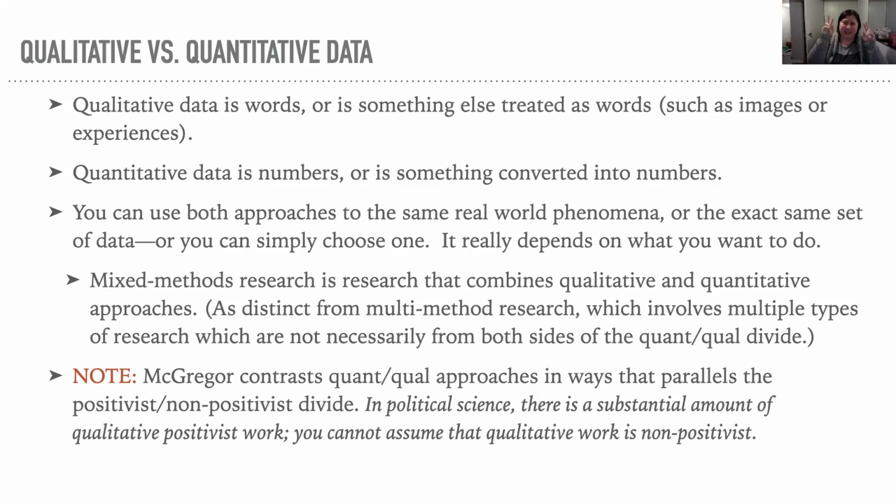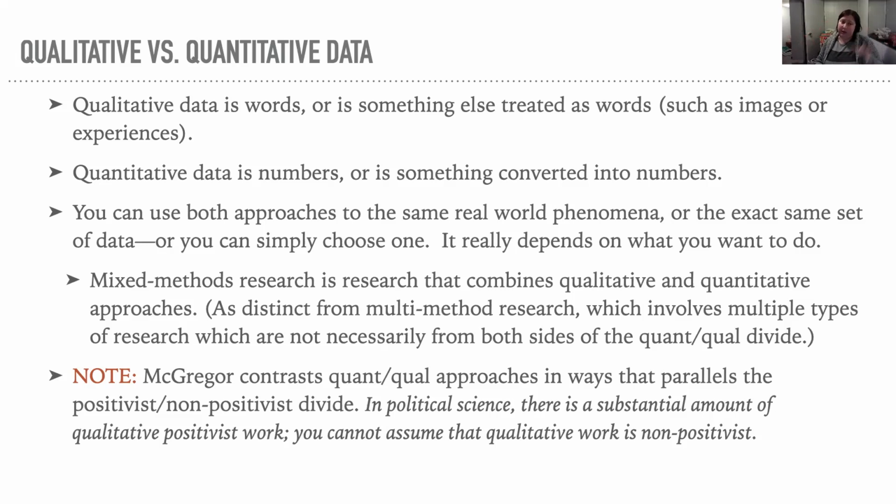Some things are naturally numbers, right? GDP, age, income, number of people who voted, things like that. Some things come as numbers. It's not to say you can't then interpret them primarily as qualities, but sometimes the numbers arise. Sometimes you have to create the numbers, right? And we'll show some examples of that. You can use both approaches to study the same real world phenomenon, or on the exact same set of data sometimes. About to show you an example of that. Or you pick one. It depends what you want to do, right?